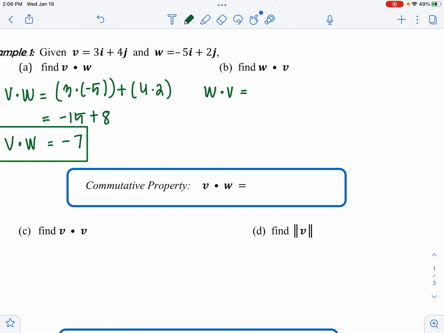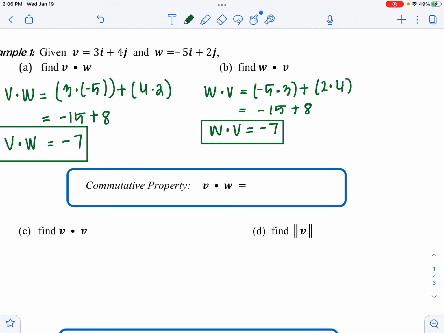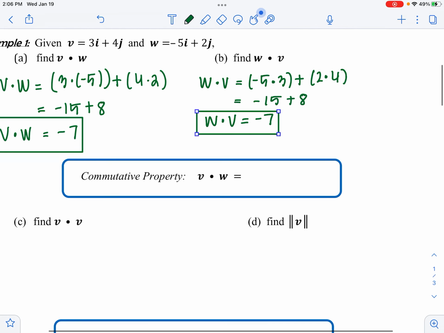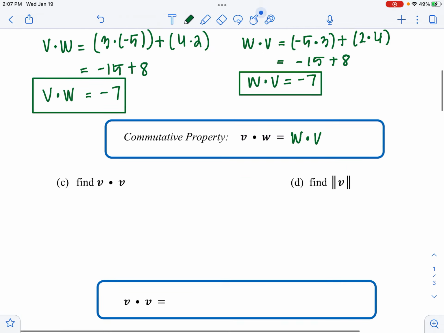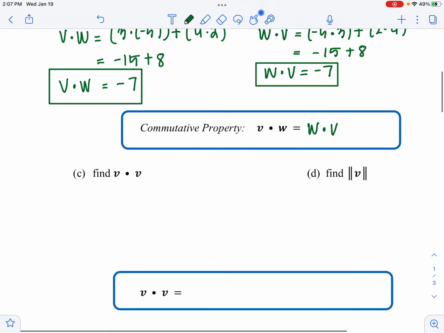All right, w dot v. So I have w dot v is, multiply the a values, negative 5 times 3, plus multiply the b values, 2 times 4. We get negative 15 plus 8, which is negative 7. So notice you get the exact same answer. The reason we did that, if you're thinking you just did the same problem twice, is to show that v dot w is the same thing as w dot v. You get the same thing.